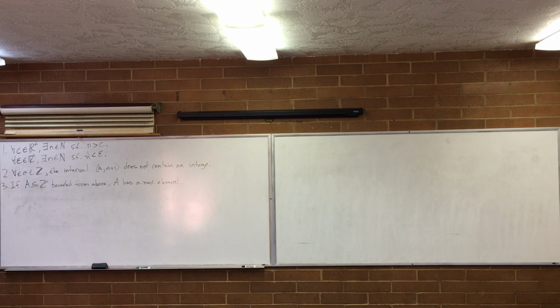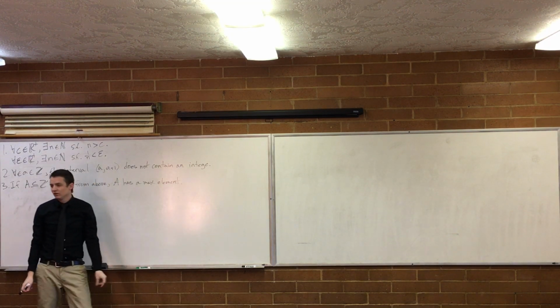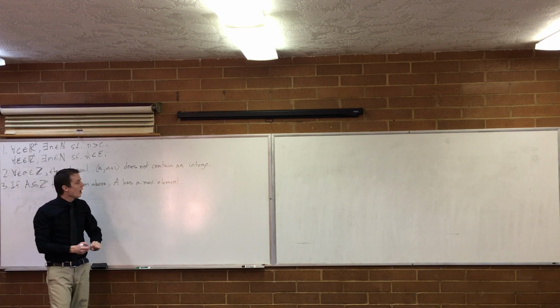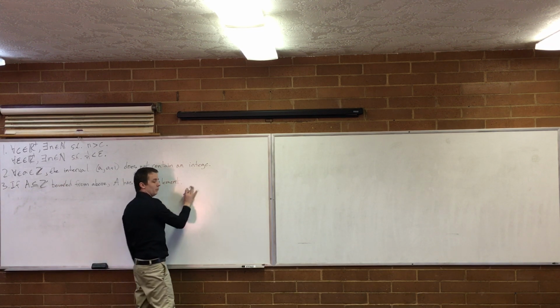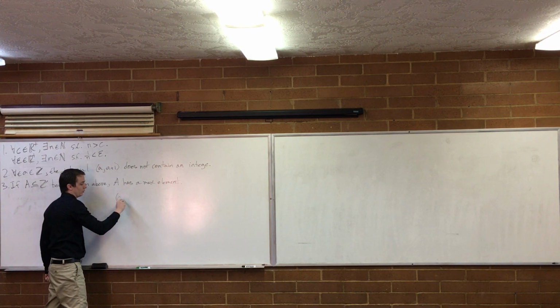Alright, so let's make sure we understand that one. So, if we have some subset of integers bounded from above, then it has a max element. Doesn't every set of numbers have a max element? No, it has to be bounded. No, not every set of numbers has a max element, and not every bounded set of numbers has a max element. Look at the interval from 0 to 1.